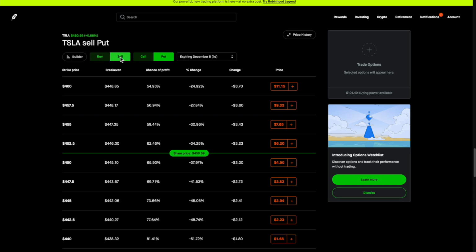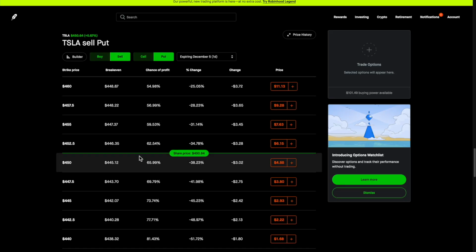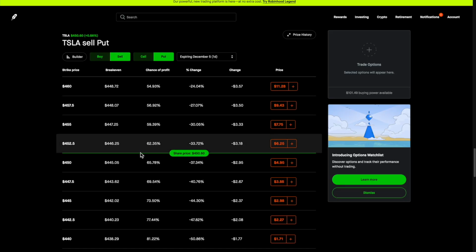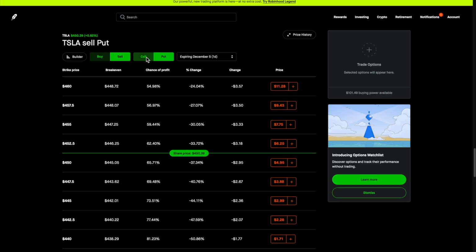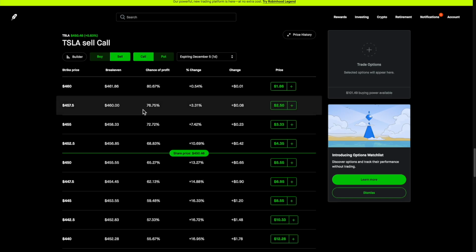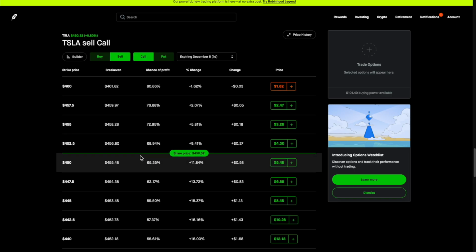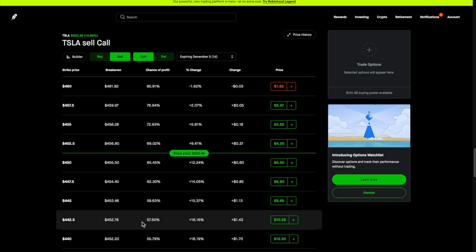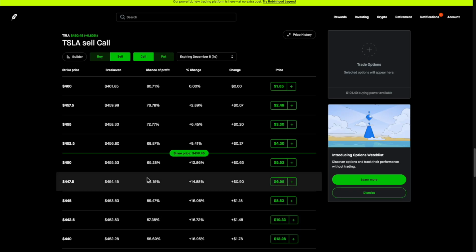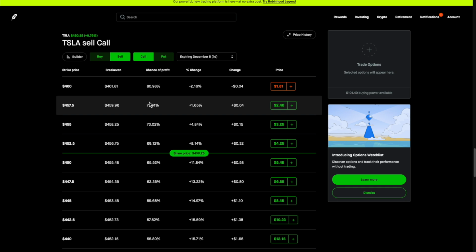The next thing we're going to see is in the money, at the money, and out of the money. So this line here represents at the money. It represents exactly where the price of Tesla is now. Now we're going to go to calls, and anything below is going to be in the money. Anything above is going to be out of the money. And this is the confusing part.